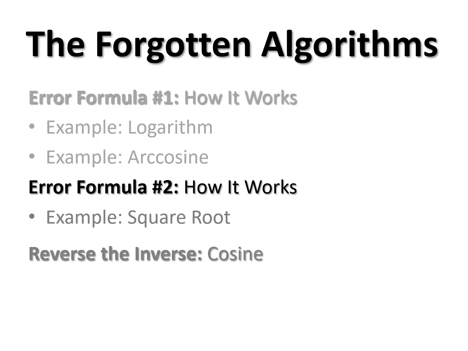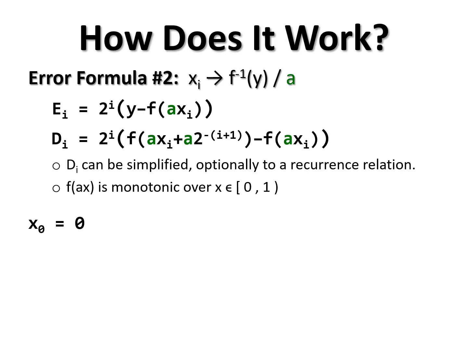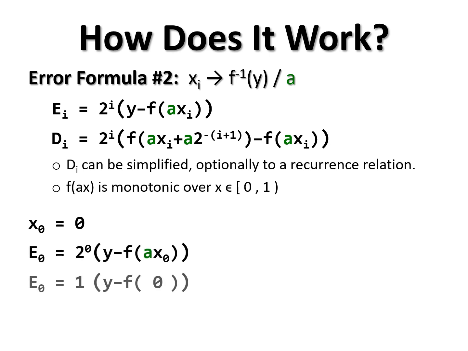Now let's take a look at our alternate algorithm builder with error formula number 2. Again, we have output value x, error value e, and now we also have a helper value d. Let's derive the initial values. X starts at 0. For e, we replace I with 0 and simplify down to e sub 0 is the input value y minus a constant f of 0. Again, convenient.